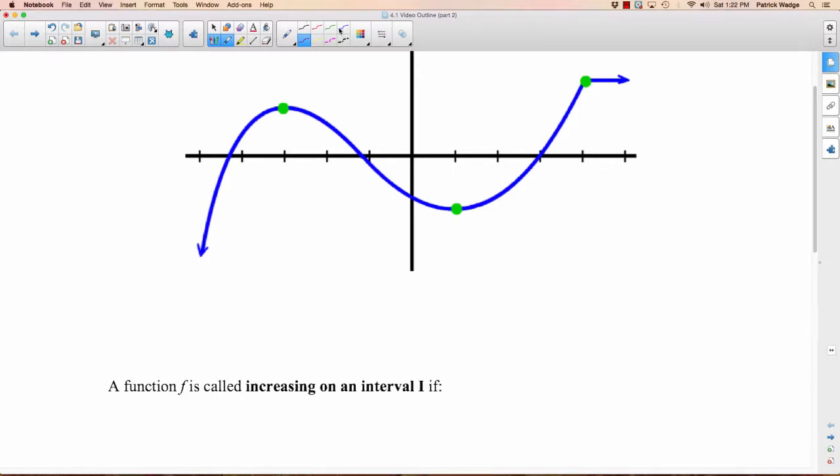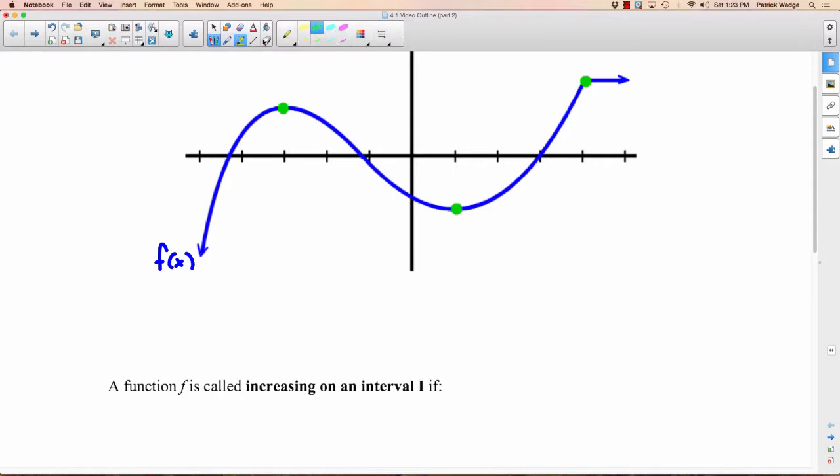And here's a function drawn up here. We're going to call it f, or f of x. And what we're saying here is that a function f is called increasing on an interval I if. So basically, I could probably ask a grade 3 kid if they understood the word increasing, getting bigger. They could probably tell me where on this graph the function is increasing, right?